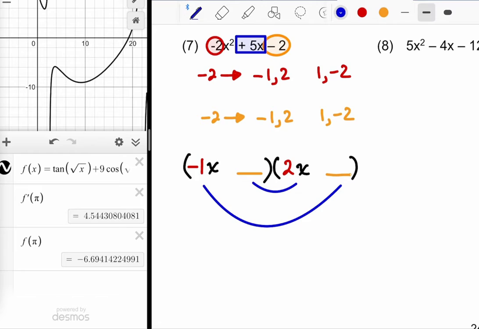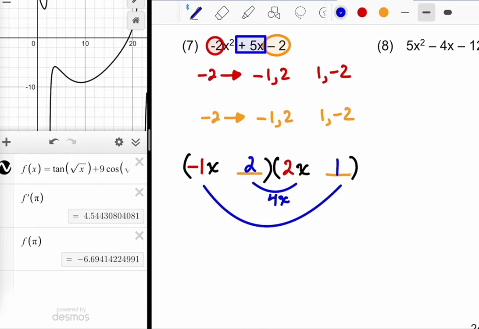You think about how you can get to a 5. If I had a 4 and a 1, that would be great. I don't have a 4. If I had a 2 and a 3, that would be great. I don't see how I'm going to get a 3. I'm just thinking about different ways to add to a 5. 4 and 1 would be great. Well, I do have a 2 and a 1. And if I multiply the 2 by the 2x, that'll get me a 4x.